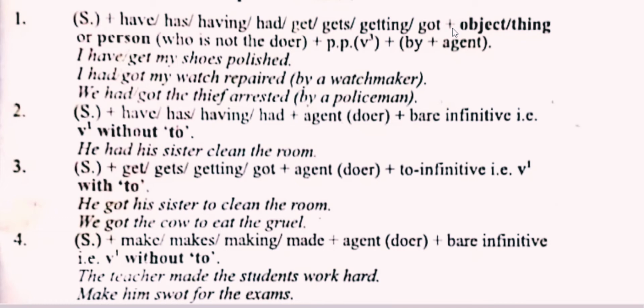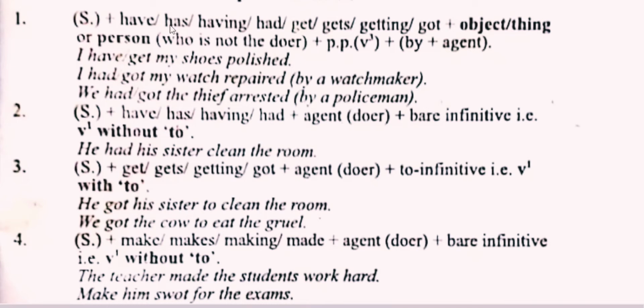Here, see, I have got my shoes polished. According to the structure, I am going to explain the structure here. Subject: I, have and get. These two verbs are in V1 because the subject is first person singular, where we use have, not has, get, not gets. If the subject were he, she, it, a singular noun, then we would use has and gets. So we have to follow the tense here.